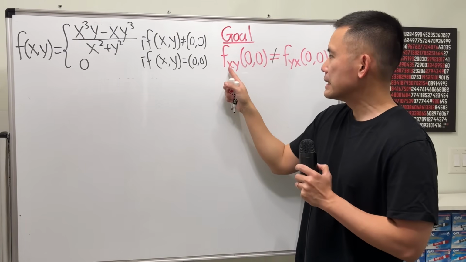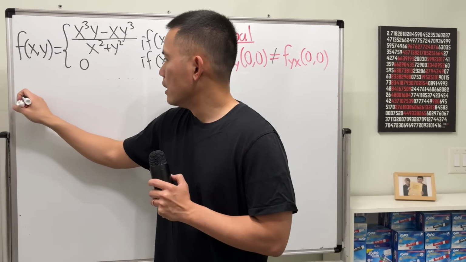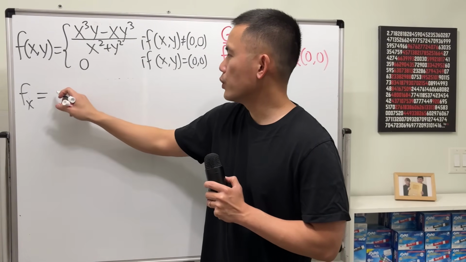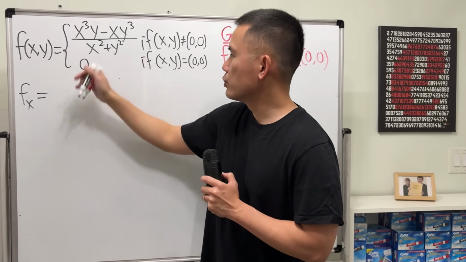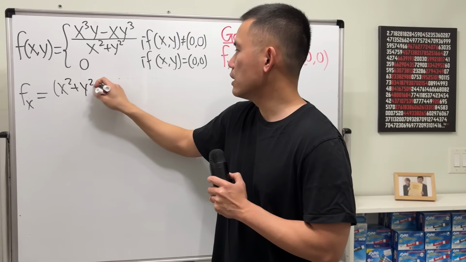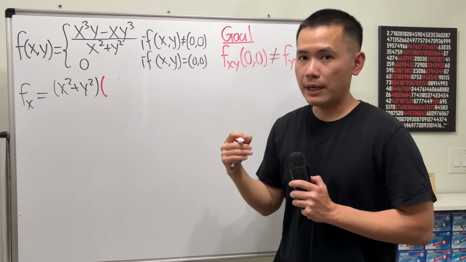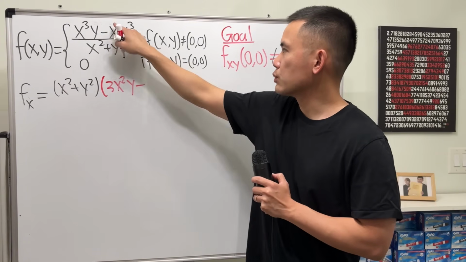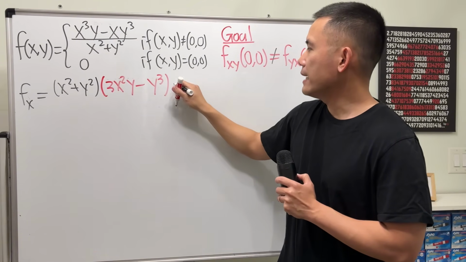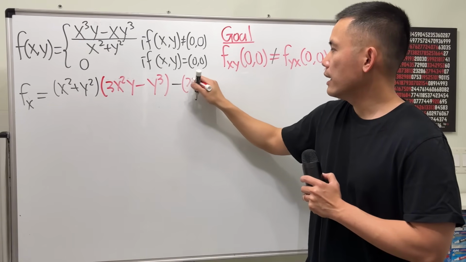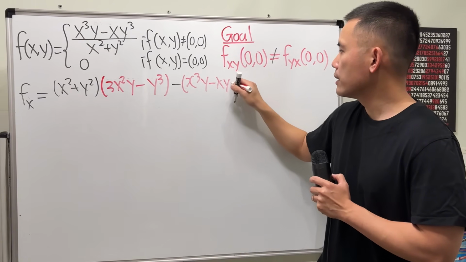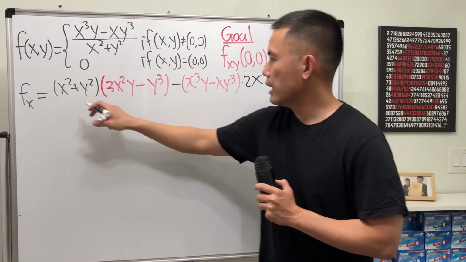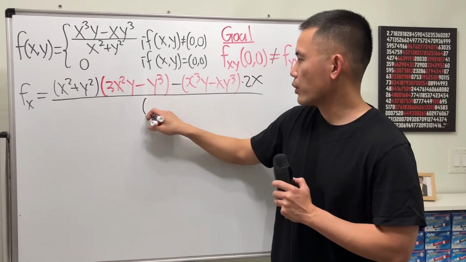Let me just do f sub x first, which is just the partial derivative of f with respect to x. So looking at this equation, we will have to do the quotient rule. Let me put the bottom function to the top. We get x squared plus y squared times the derivative of the top with respect to x. So we get 3x squared y minus y cubed, and then minus the top function, x cubed y minus xy cubed, times the derivative of the bottom with respect to x. So that will be 2x, and all over the denominator squared.